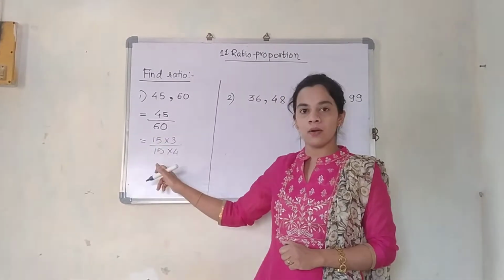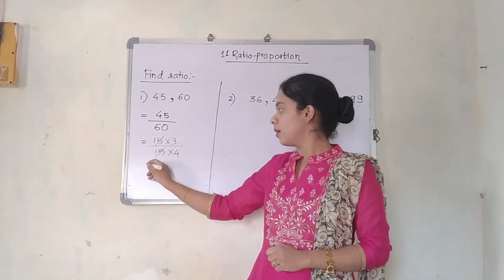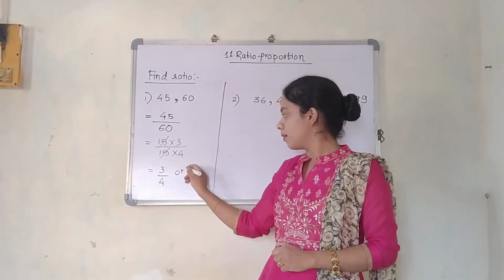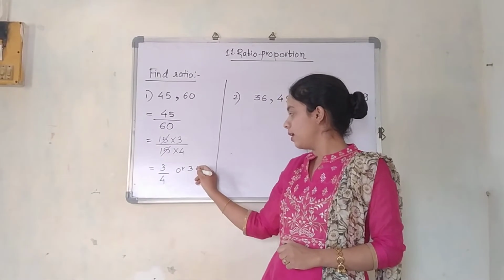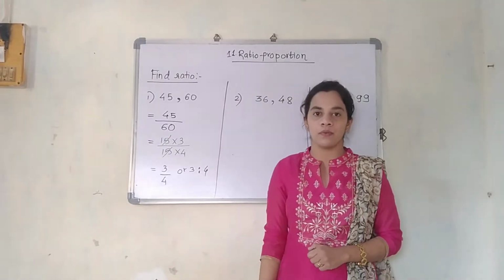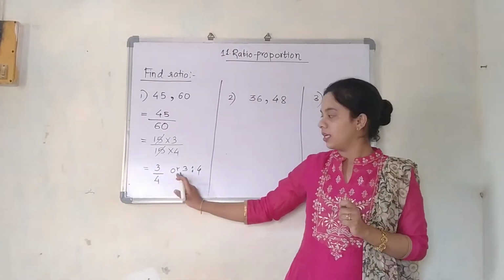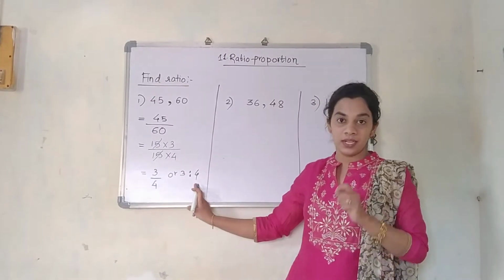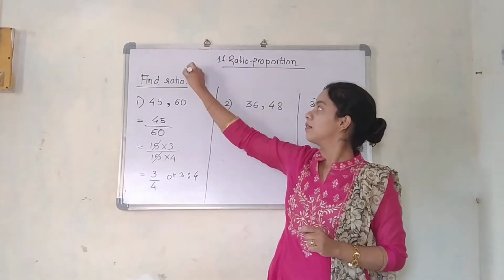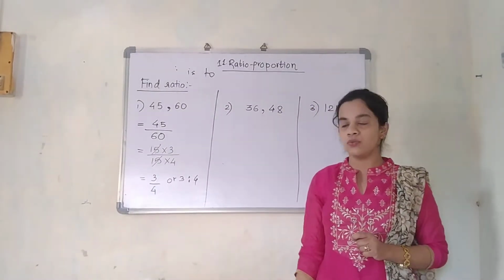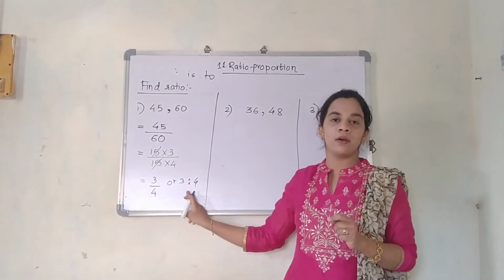15 is common on both sides. I am going to cancel it out. So my answer is 3 upon 4 or 3 is to 4. So this is my ratio. What I wrote? 3 upon 4 or 3 is to 4. This is said to be as 'is to' when it is being used in finding out the ratio.